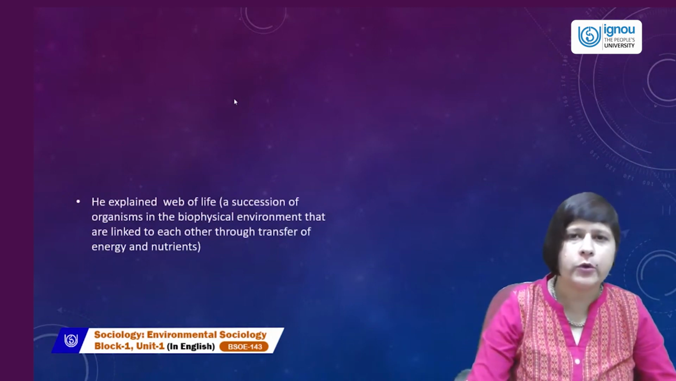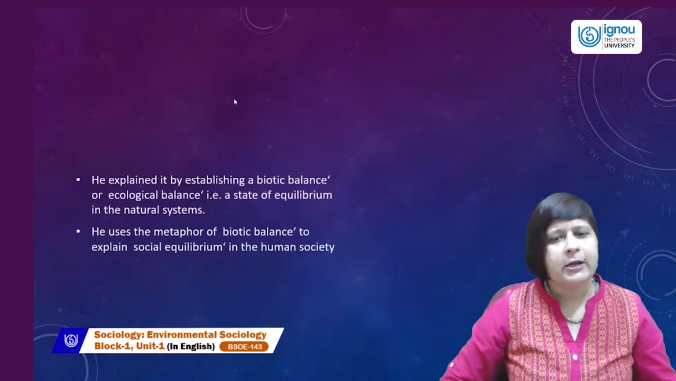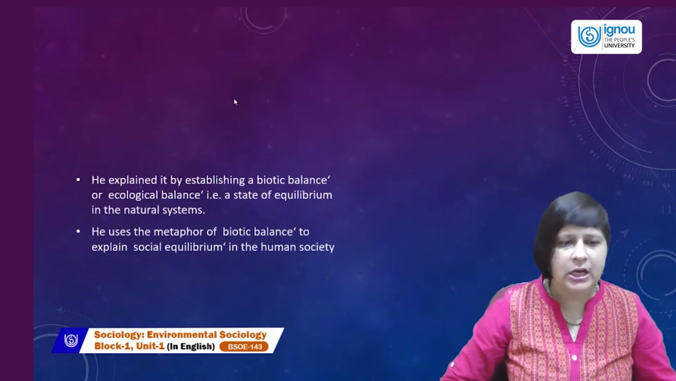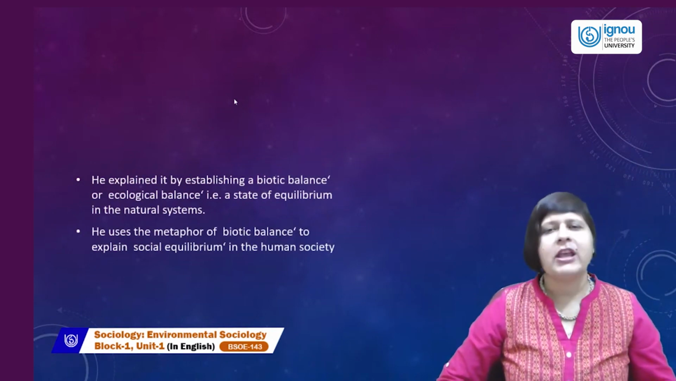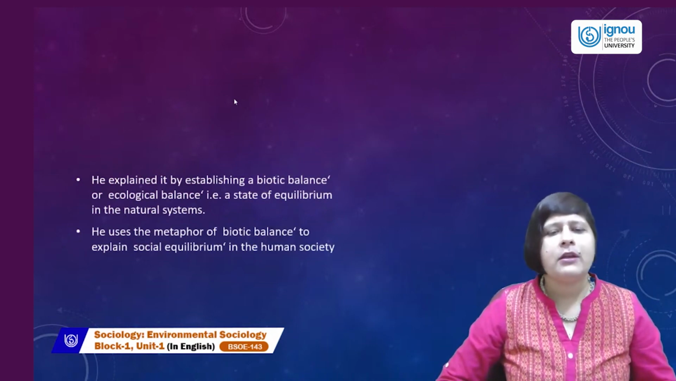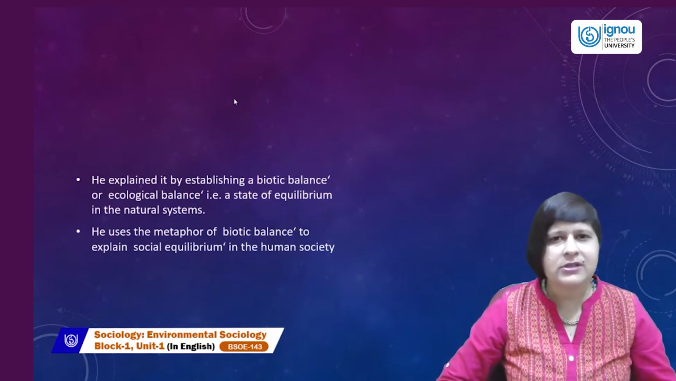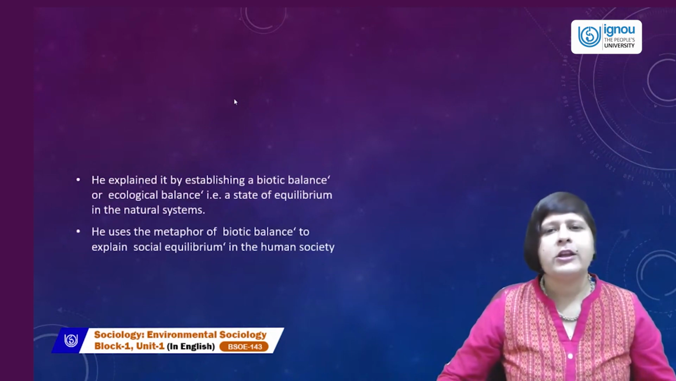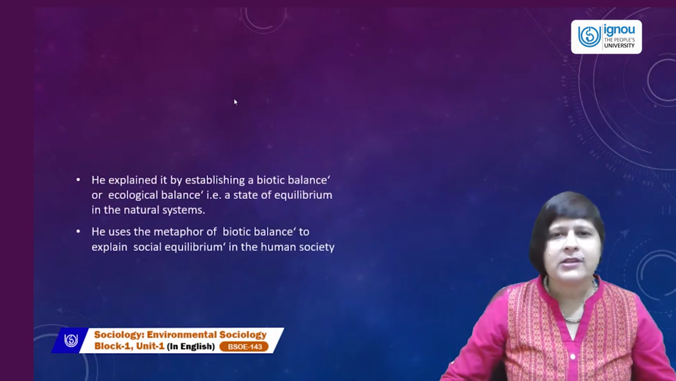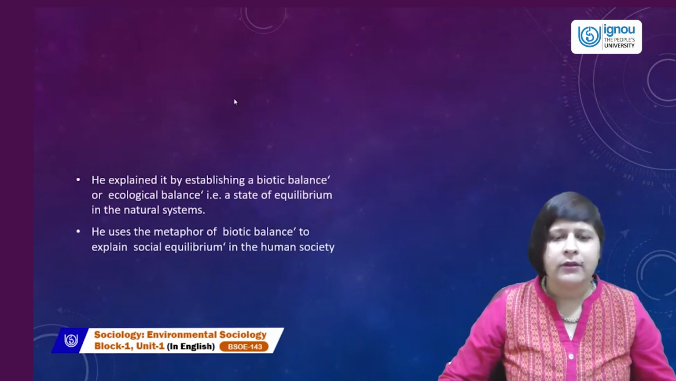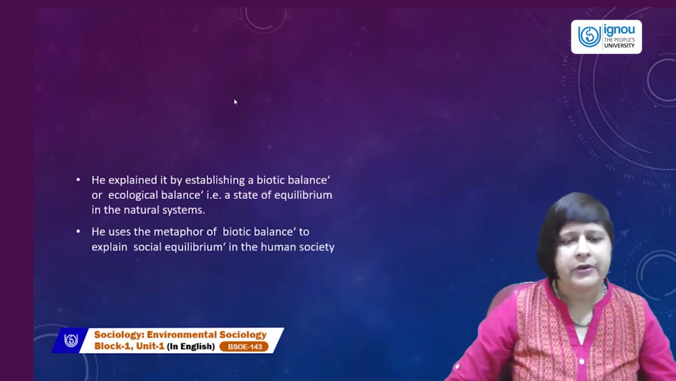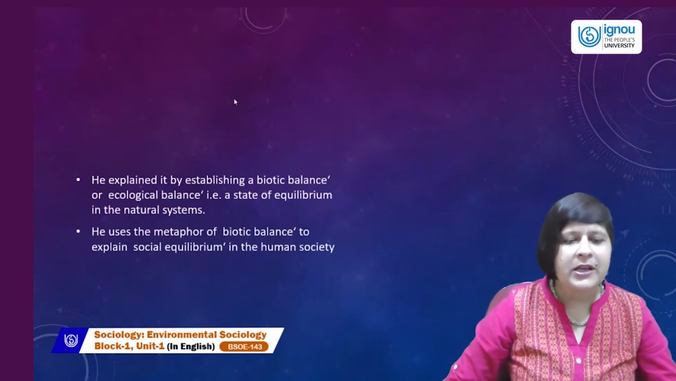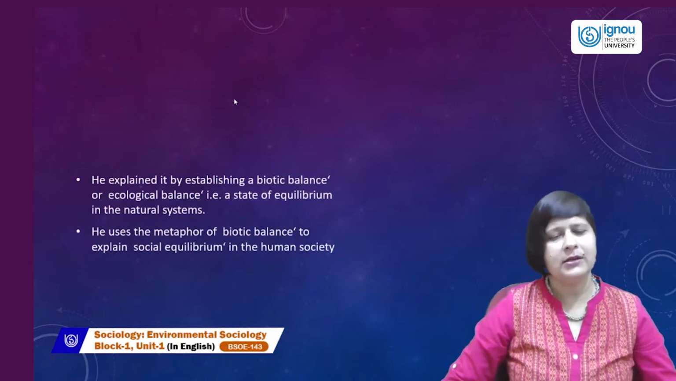He explained it by establishing a biotic balance or ecological balance, that is, a state of equilibrium in the natural system. According to Park, a state of equilibrium in the biotic system, or the natural system, is required, and every thing in this biotic system depends on each other for nutrients and energy. He uses the metaphor of biotic balance to explain social equilibrium in human society.